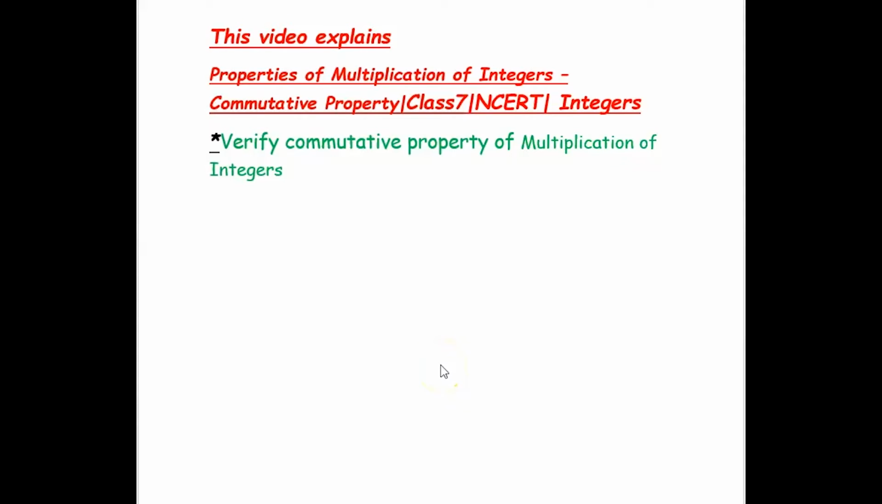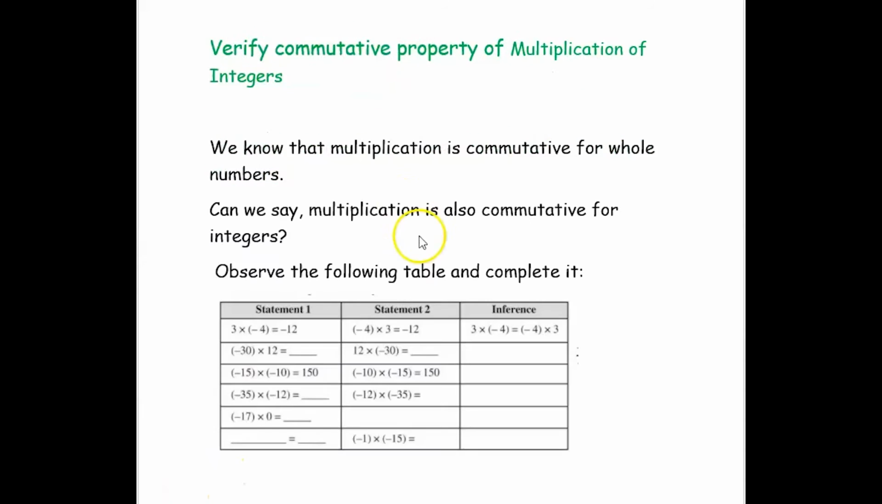In this video, we are going to verify commutative property of multiplication of integers with few examples. So, verify commutative property of multiplication of integers. We know that multiplication is commutative for whole numbers. Can we say multiplication is also commutative for integers?